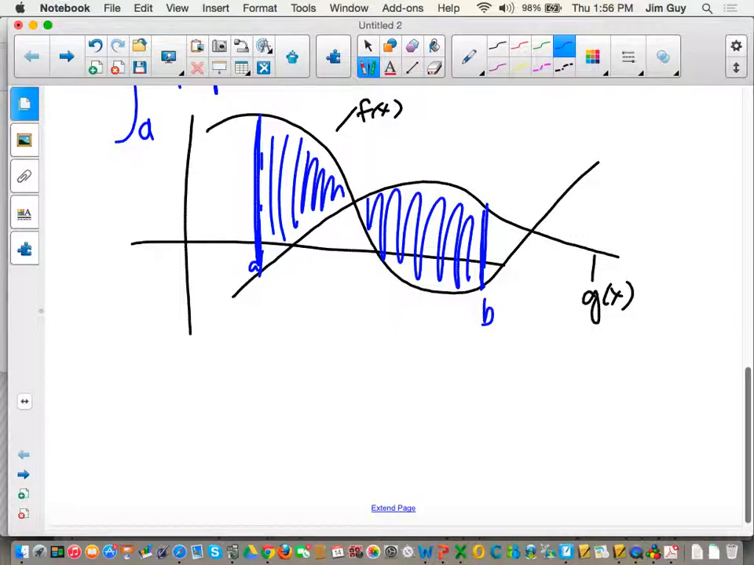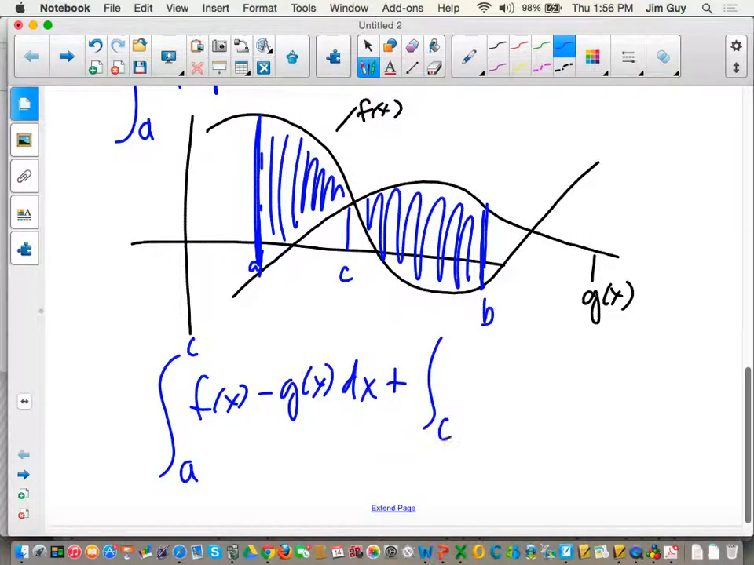And then Dave, what were you saying? What do you think would be the approach? We have to find where they cross. Yes, we would have to find that. So we would again set them equal to each other. Let's call that C. That would take two different intervals. So from A to C, the top here is f of x minus g of x, and we would add it to from C to B. Now the top is g of x minus f of x.